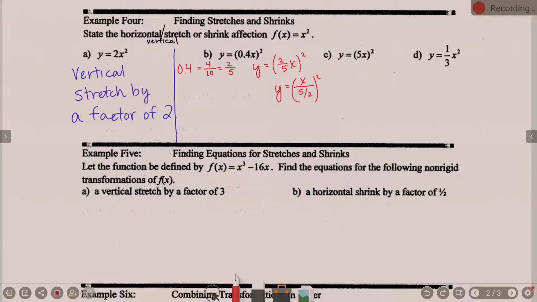In order to give an appropriate horizontal shrink or stretch answer, because I said earlier, I do want to talk about horizontal here, but I had to disagree with the 4 tenths because it was 4 tenths times x, and we need it to be x divided by something. So, x divided by 5 halves would be the same thing as saying x times 2 fifths, because in order to divide this, you would multiply by the reciprocal. I just worked backwards. So now, if we want to say horizontal stretch or shrink, by what factor?